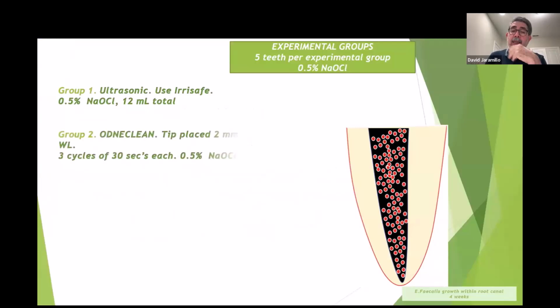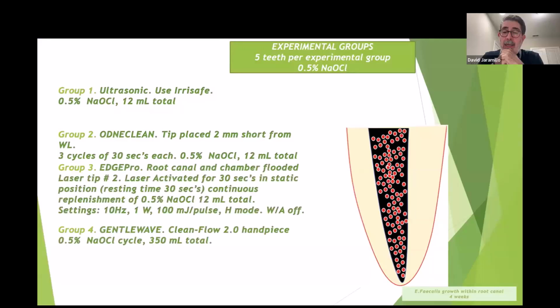So what we did again, the same. We supplemented the broth with glucose, and then we replaced the broth every other day to keep the best nutrients possible for the bacteria. So we use the ultrasonic irrigation with the Irisonic tip, the typical 3 cycles of 20 seconds.